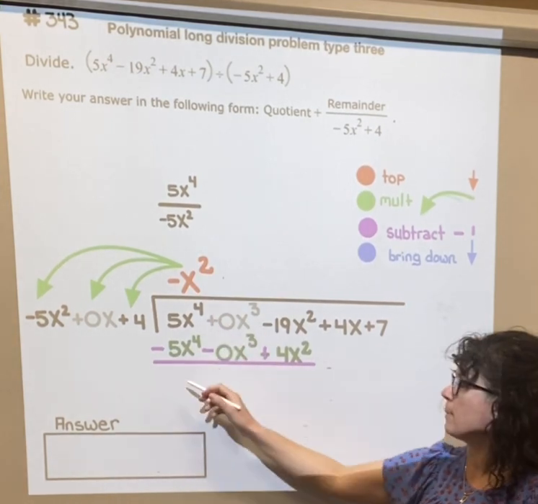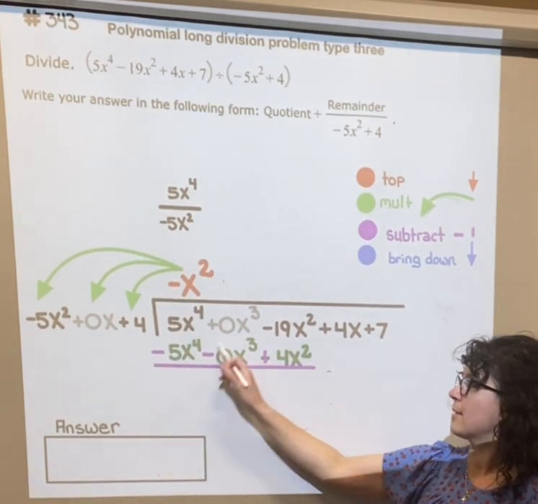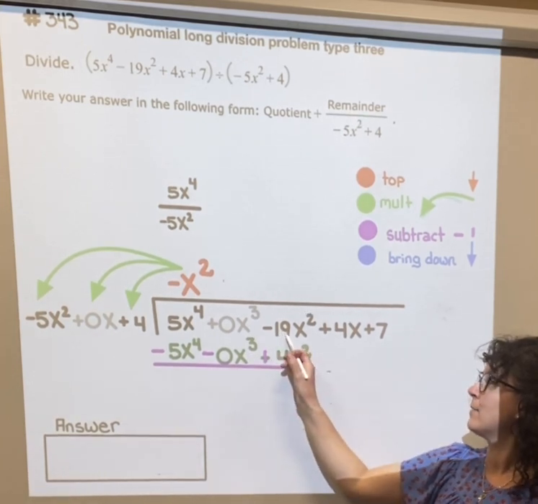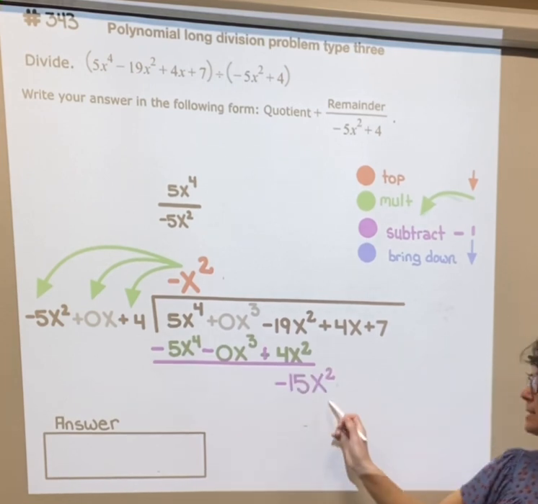All right, so when we combine, 5x to the fourth minus 5x to the fourth is nothing. 0x cubed and 0x squared is nothing. Negative 19x squared and 4x squared is negative 15x squared.